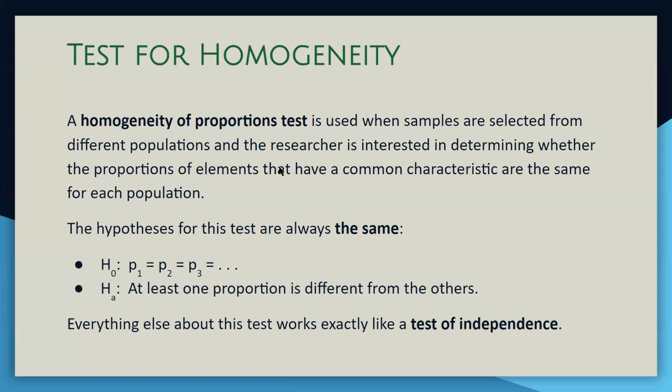The hypotheses for a test for homogeneity of proportions are always the same, which is nice. The null is that the proportions are equal, and then the alternative is that at least one proportion is different.